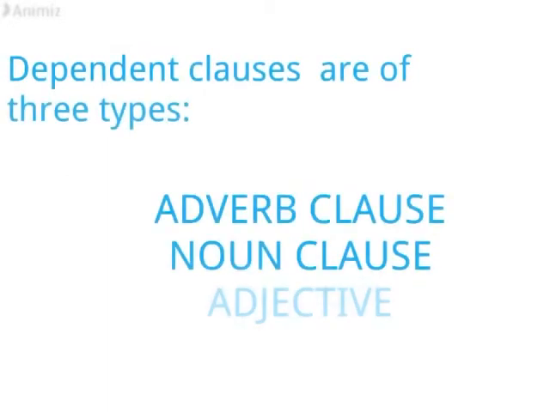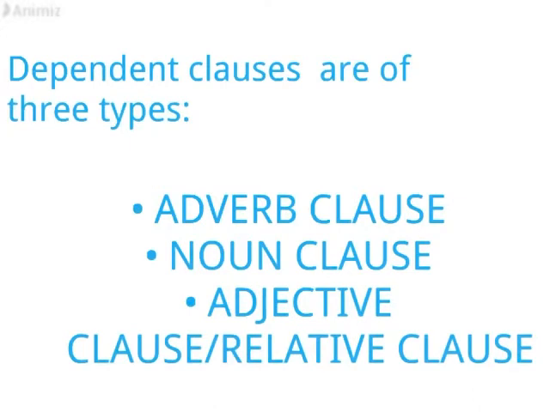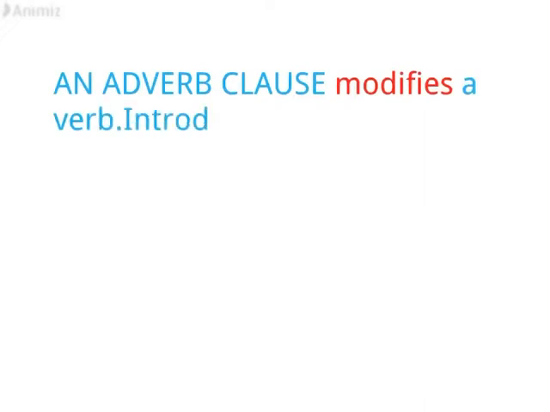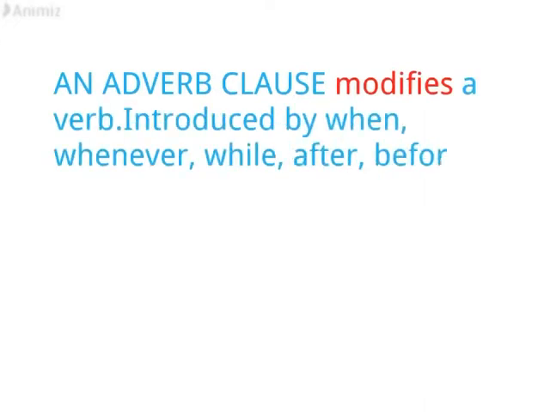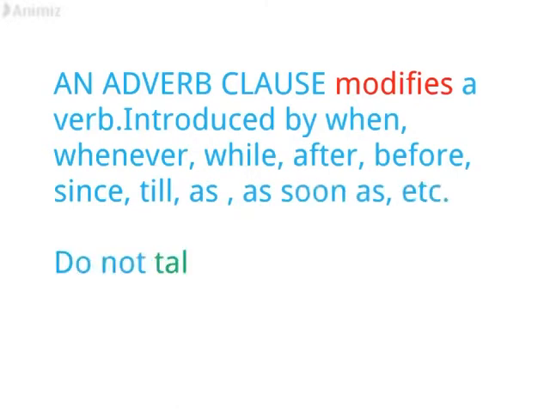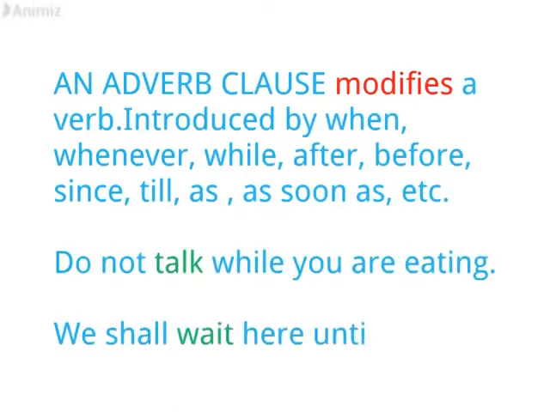Dependent clauses are of three types: adverb clause, noun clause or adjective clause, which is also known as a relative clause. Adverb clause modifies the verb. It is introduced by when, whenever, while, after, before, since, till, as soon as, etc. Do not talk while you are eating. Here it adds information to the verb talk. In the second sentence, it adds information to the verb wait: we shall wait here until you come.